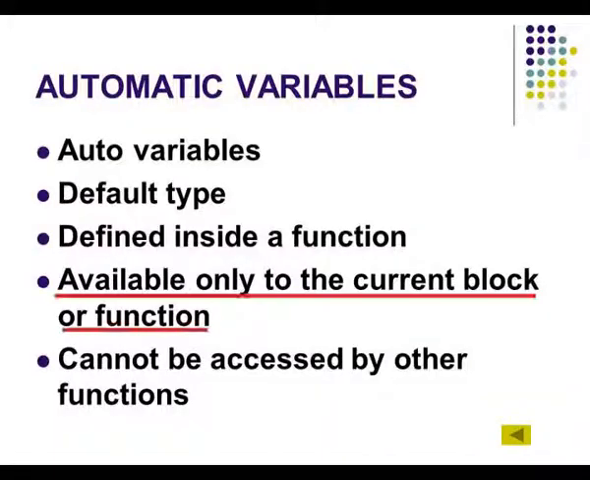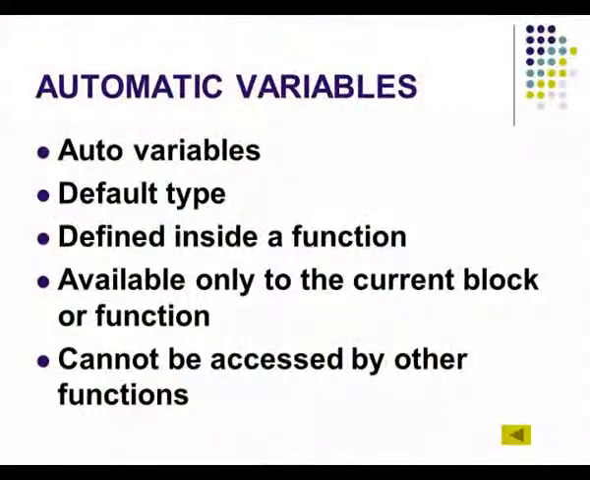They are available only to the current block or function. They cannot be accessed by the other functions. So, generally a common variable defined in the C program is an automatic variable, also called an auto variable. They are local variables. They have to be defined inside a function, so they should not be declared outside the main. All automatic variables should be declared within the main function. These are the features of automatic variables. From the definition itself you will understand that this is the most commonly used type of variable in C.